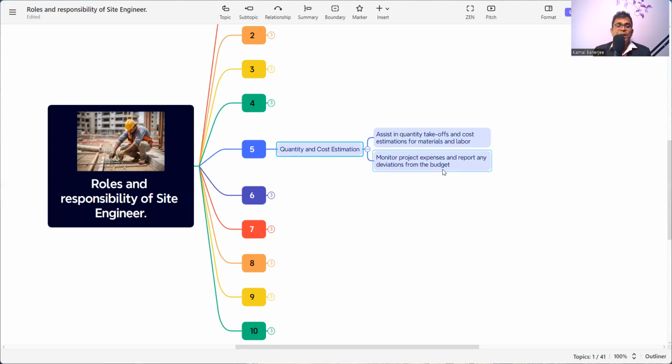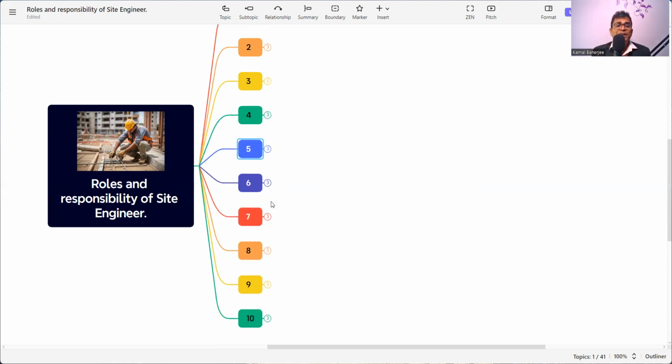So how can you manage that? Quantity and cost estimation. You need to work with your construction manager or the quantity surveying department, telling them this is the quantity or the cost estimate requirement at the site, so that they can also prepare the cost estimation.